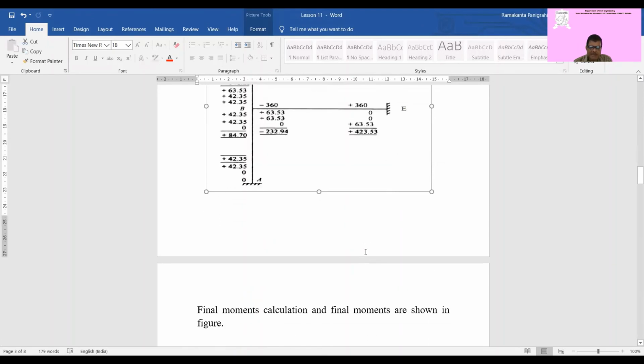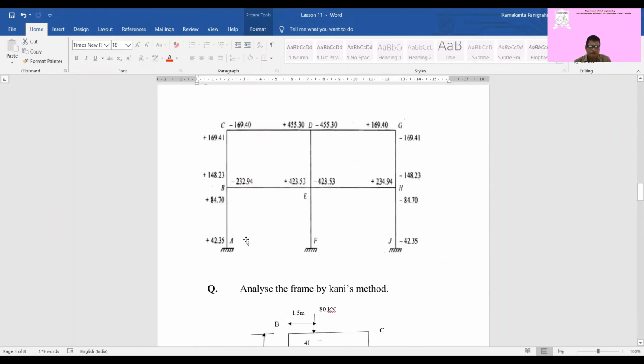Once you find the moments, you can write the moments in the tabular form. The moments can be written out in the tabular form. Minus 169, 445, 148, 423, and we have found all these values. Now, what is the value on this side? This is just opposite to that. Here is minus 169, so at G it will be plus 169. The plus 445 will be minus 445. Here it is plus 148, it will be minus 148. It is plus 423, minus 423. Plus 42, minus 42. This is how you can write the final moments. Then you can draw the bending moment diagram as you like.